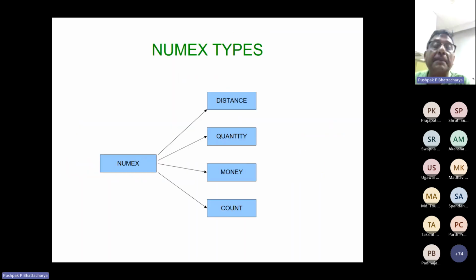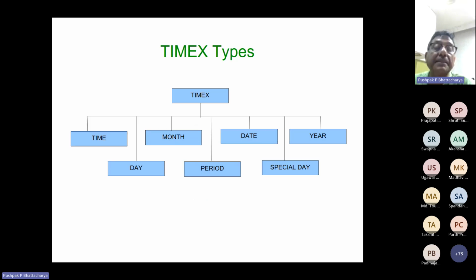NUMEX, the number. A number can be of subtype distance, quantity, money, and count. Okay, 300 flowers, INR 500, quantity 50 kgs, distance 20 miles, and so on. This is NUMEX. And TIMEX also has many subtypes, all of great importance and day-to-day occurrence.